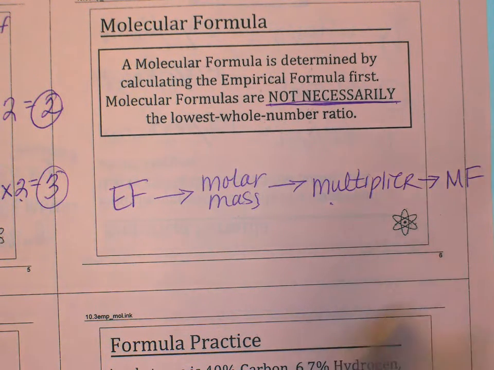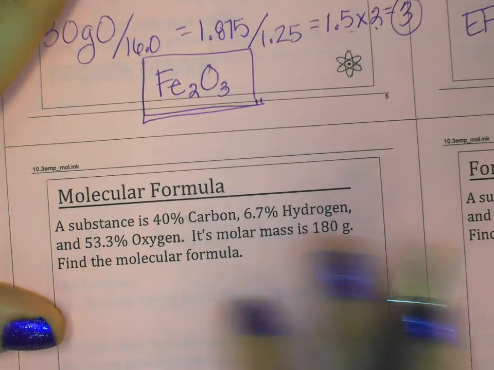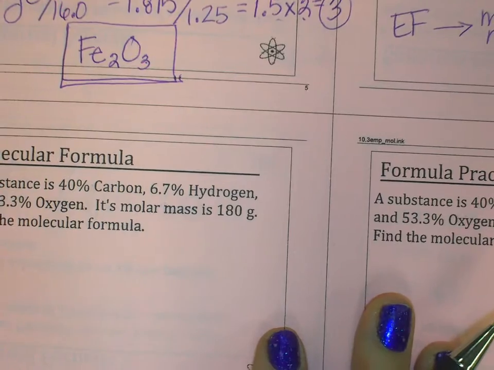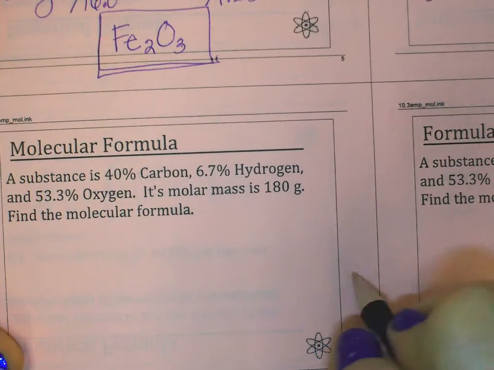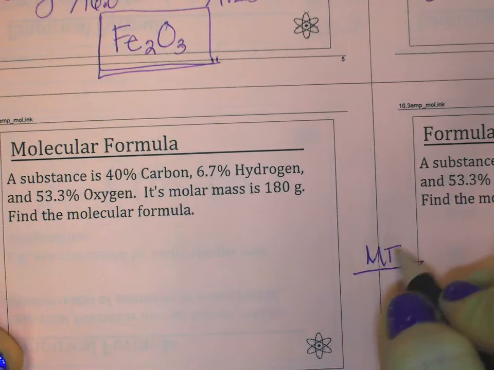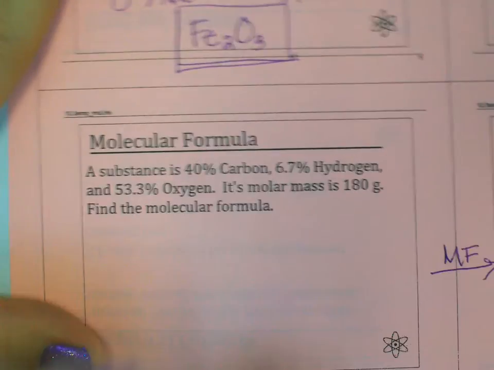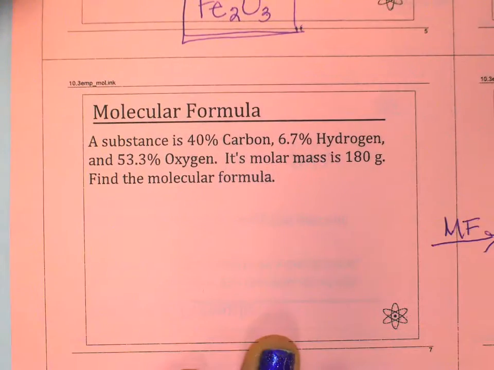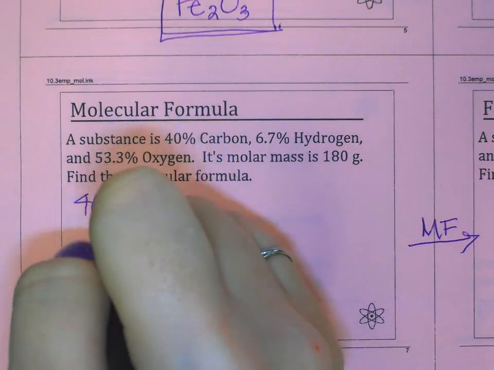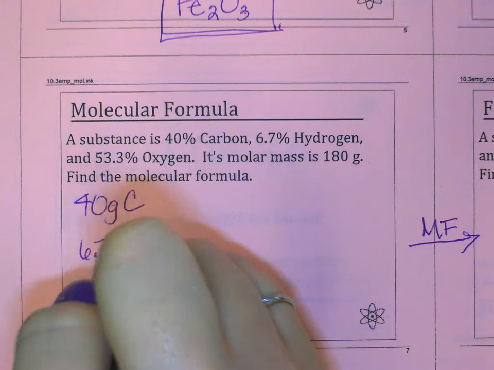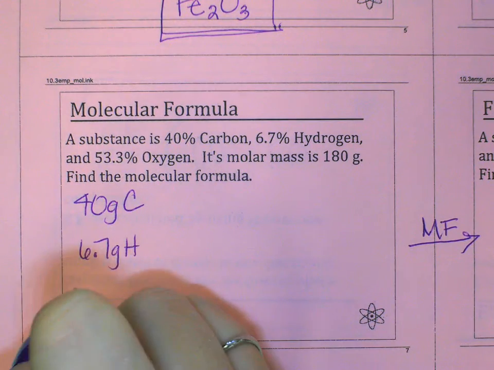All right? So down here we have the same problem on here twice. Just so on one I can calculate the empirical formula, and then I'm going to switch that over and show you how to get that into the molecular formula. So I'm just going to calculate the empirical formula here first. So I've got 40 grams of carbon, 6.7 grams of hydrogen, and 53.3 grams of oxygen.